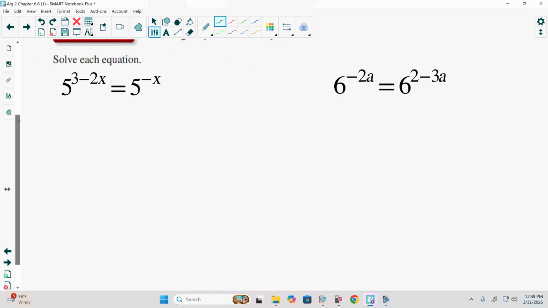So if we look at the first example, 5 to the 3 minus 2x equals 5 to the negative x. Because both bases are 5, the only way that these can be equal is if their exponents, 3 minus 2x, is equal to negative x. If the bases are the same, and there's one base on either side, the exponents have to be the same also.